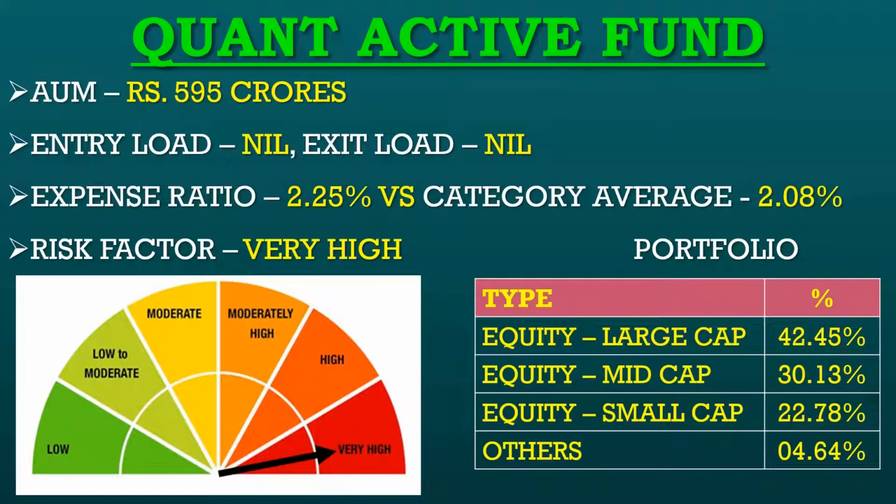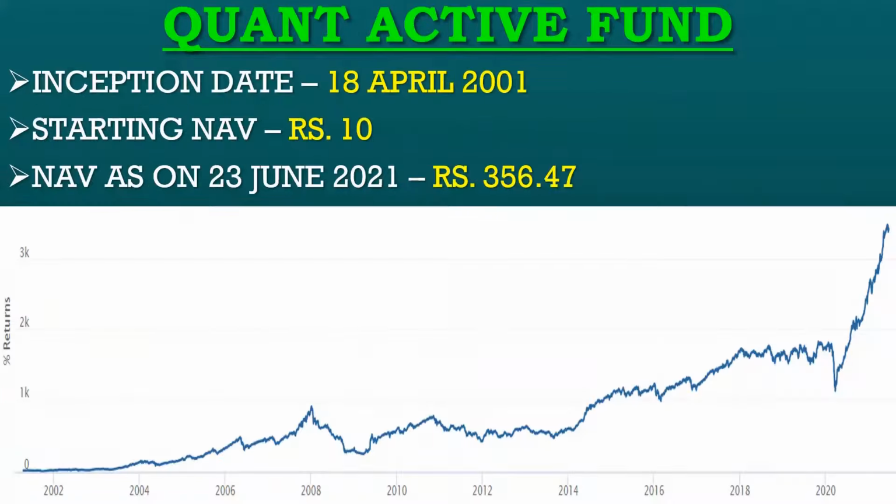Another positive of this fund is that there is no entry or exit load. However, there is an expense ratio of 2.25%, which is slightly higher than the category average of 2.08%. This fund has a very high risk factor since 95% of the AUM is invested in equities. The inception date of this fund was 18th April 2001 with a starting NAV of Rs 10. The current NAV as on 23rd June 2021 is 356.47.